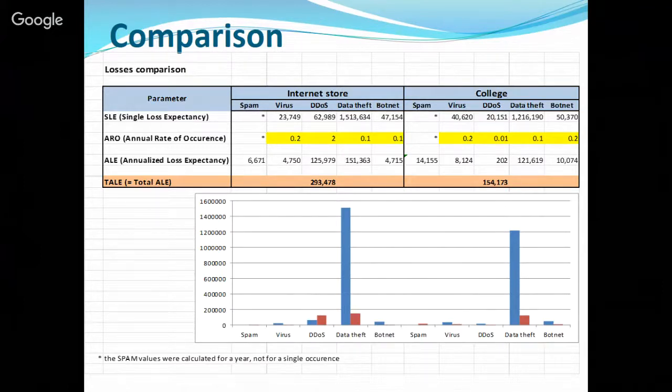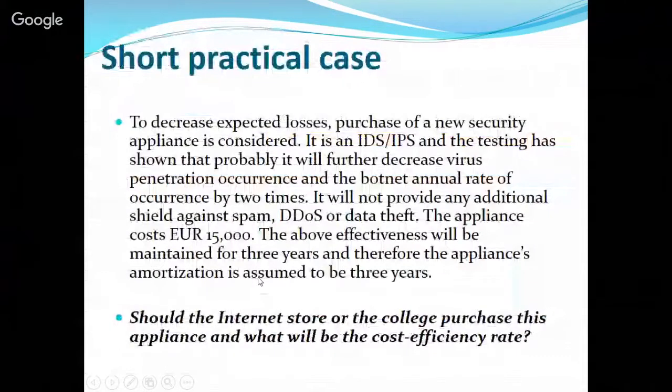The results are collected in the comparison spreadsheet for the internet store and for the college, representing only 5 among a number of kinds of security incidents, in the top row that was copied as told earlier. In this slide, now we will look at a simple case using this calculation.